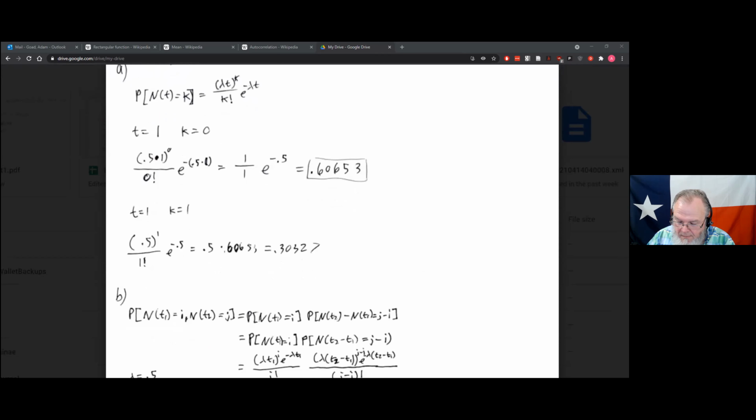I also, for fun, went and figured out what the probability of 1 car passing in 1 second is, and that's 0.303, 1/2 of that, interestingly enough.